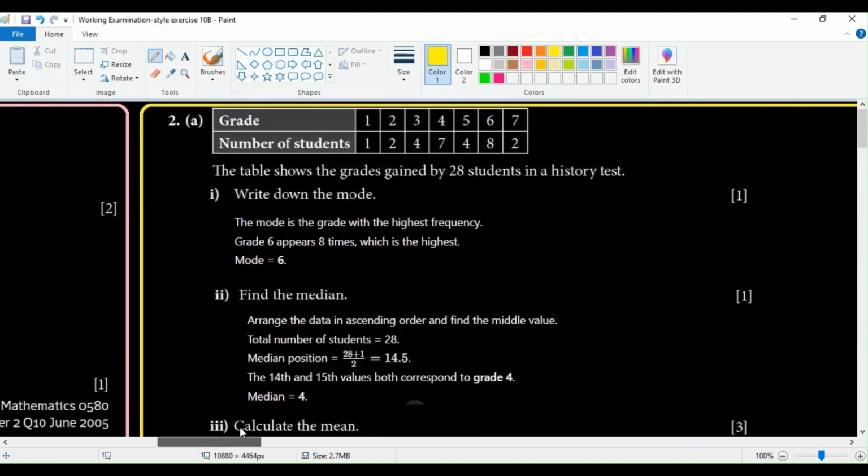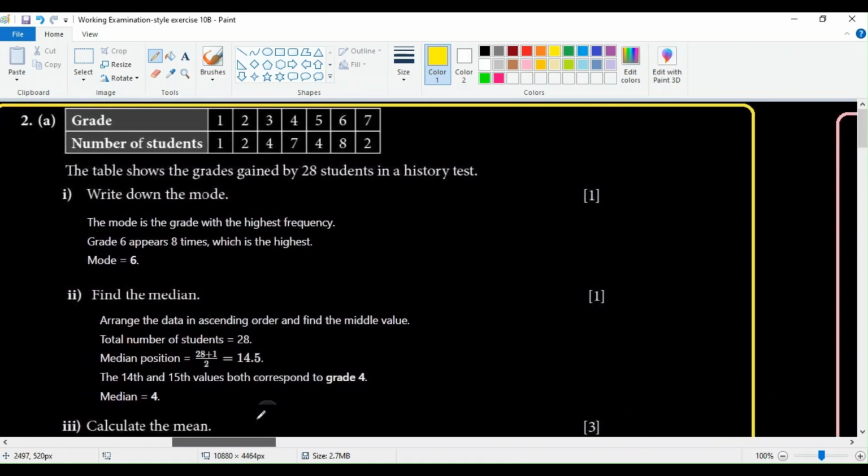Moving on to question number 2, which is in the book. It says the table shows the grades gained by 28 students in a history test. This is a 1 mark question, and you need to write down the mode. Mode is something that appears frequently. So the mode is over here, that is frequently appearing. Number of students, 8 students are getting 6 grades. That means mode is going to be 6.